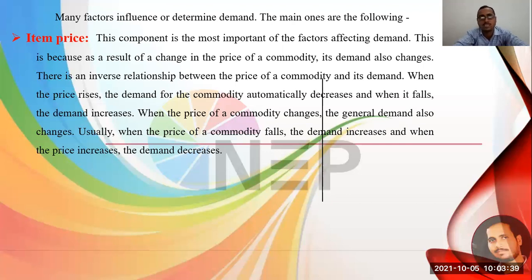This happens for common commodities, not for given commodities, and not for superior, luxurious or prestigious commodities. So always, when we are discussing general commodities, the price and the demand have an inverse relation. So this is the first factor affecting the demand.